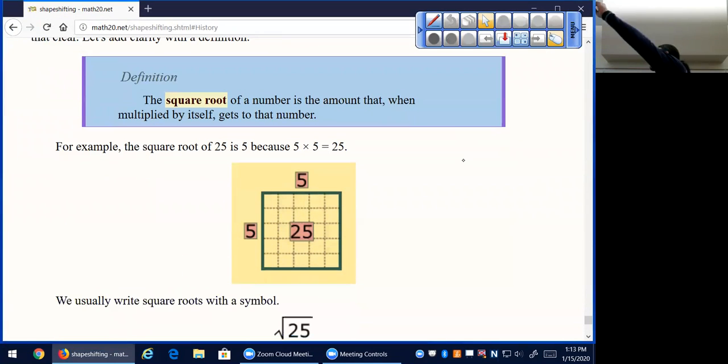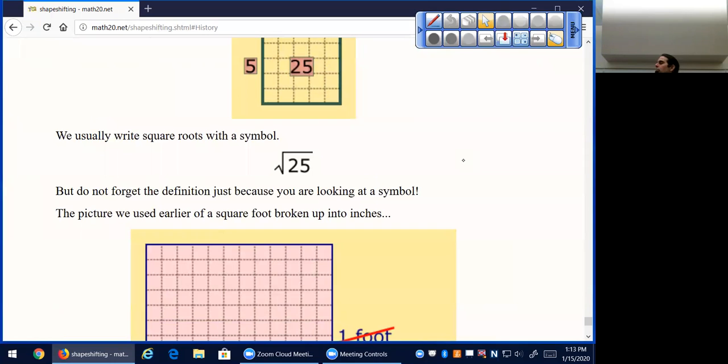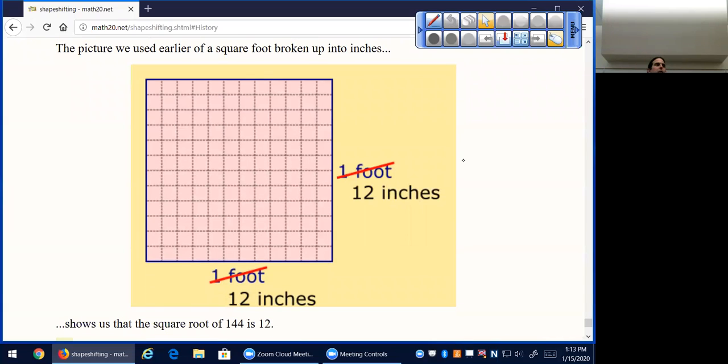Backwards of exponents is square roots. The square root of 25 is 5, because if I have a side that's 5, that gets me to the 25 I started with. We often use that square root symbol, but just because we have the symbol, don't forget the definition. If I say, what's the square root of 144? Then you can say 12, because we just did that one, right? If I say, what's the square root of 9? You can say 3, because 3 times 3 is 9. So don't assume you have to rush and get your calculator all the time. Sometimes you can just remember the picture, the definition of square root, and get the answer more quickly.